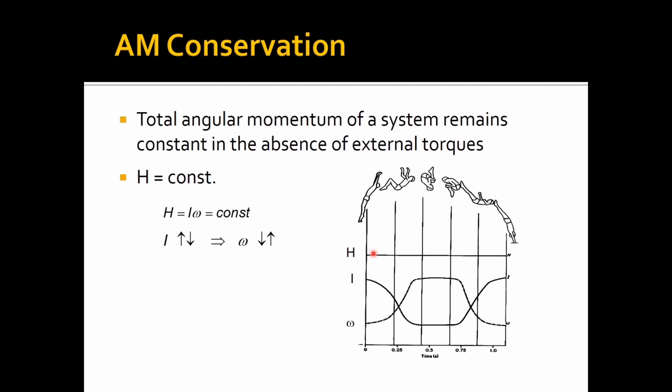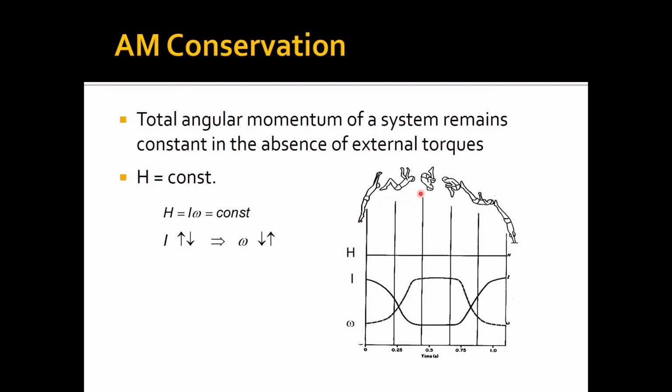So tuck to layout. And here H, angular momentum, I, moment of inertia, and omega, angular velocity. We can maintain the angular momentum because he's in the air, so as I decreases, angular velocity increases, and then as I increases, angular velocity decreases.